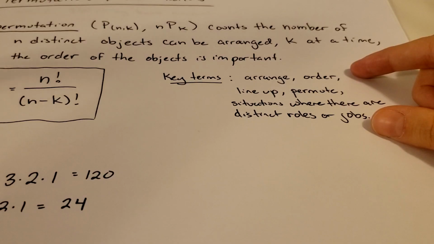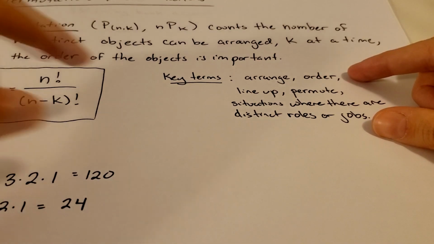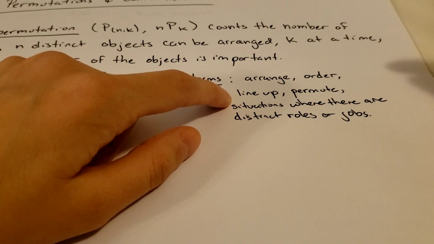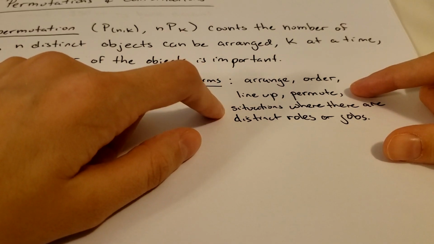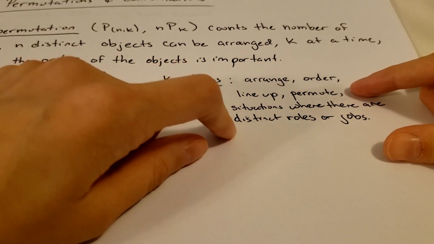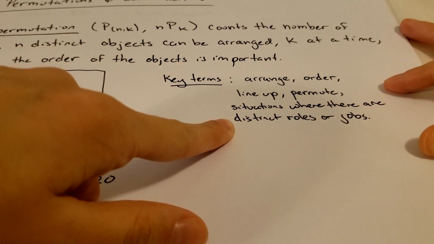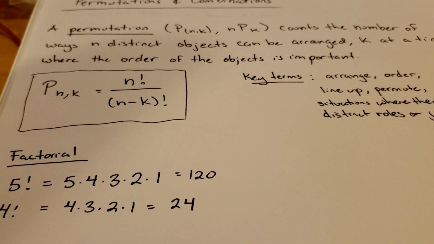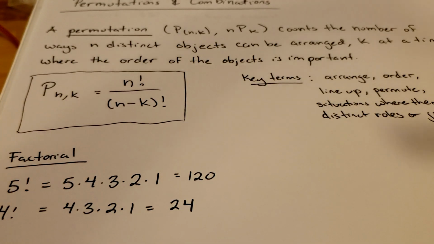Some key terms to look for in word problems that want you to use a permutation are arrange, order, line up, questions that deal with sports sometimes, permute. Also situations where there are distinct roles or jobs that need to be filled. But pretty much any type of situation where you care about the order or you want people or objects placed in distinct positions.